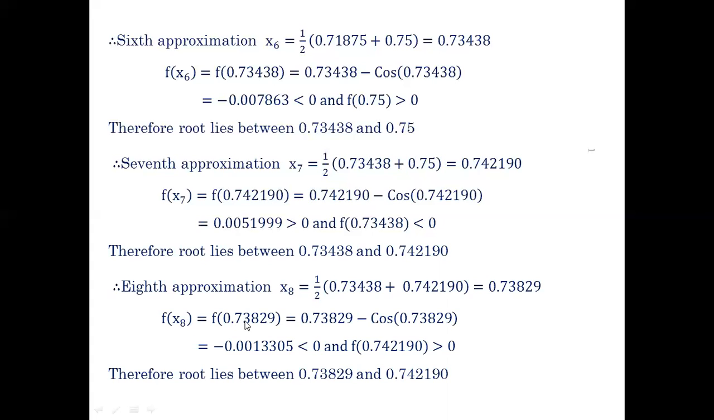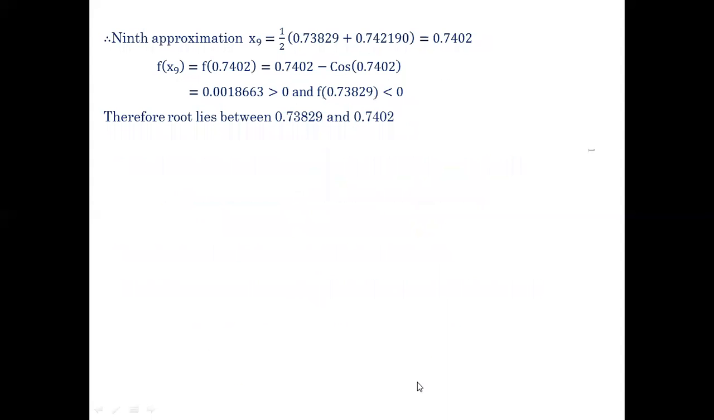x8 is 0.73829, f(x) equals x minus cos x, which is equal to -0.0133305, negative. The positive in the previous step is x7, that is f(0.742190), greater than 0. Therefore, the root lies between 0.73829 and 0.74290. Next, you can find the ninth approximation. x9 is equal to 1/2 into 0.73829 plus 0.742190, which is equal to 0.7402. Then you find f of x9.